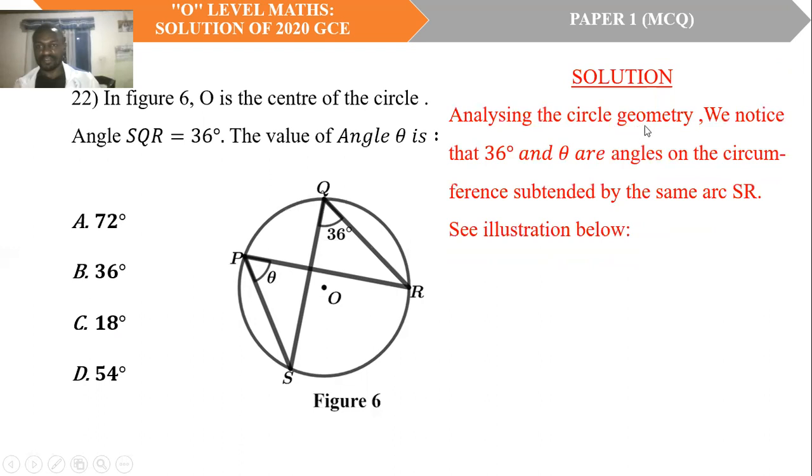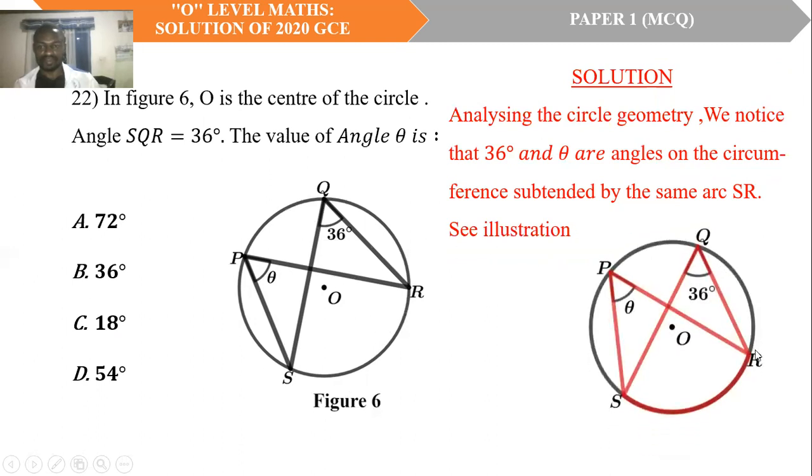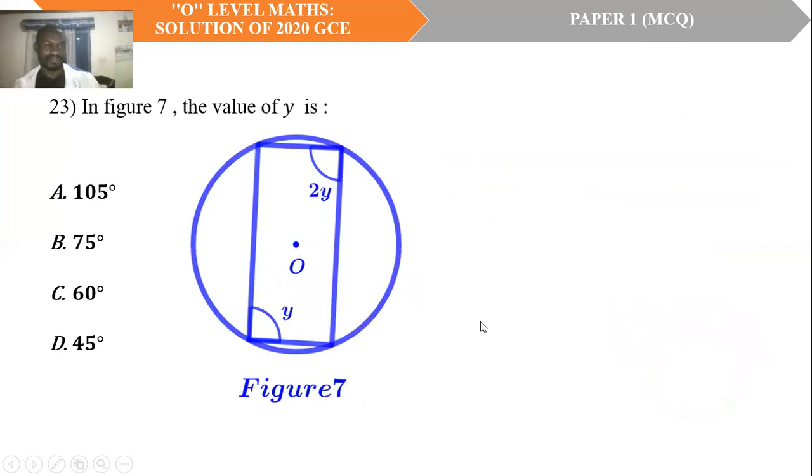Analyzing the circle geometry, we notice that 36 and theta are angles on the circumference subtended by the same arc SR. See illustration below. This arc subtends the angle of 36 degrees, and this same arc subtends an angle of theta degrees. Angles on the circumference subtended by the same arc are always equal. Thus, theta is equal to 36 degrees. Answer B.